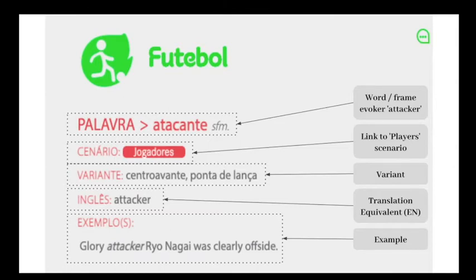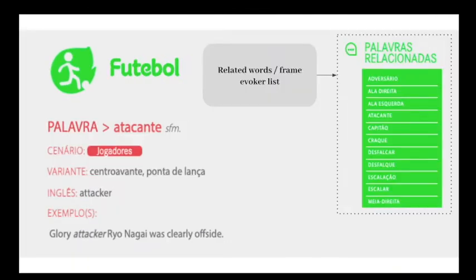Right below, we see the variants when the word has one. After that, we see the translation equivalent and the example, both in English. On the left side, we can see the list of words related to the word we are looking at.